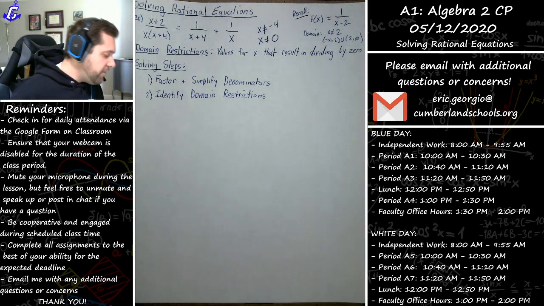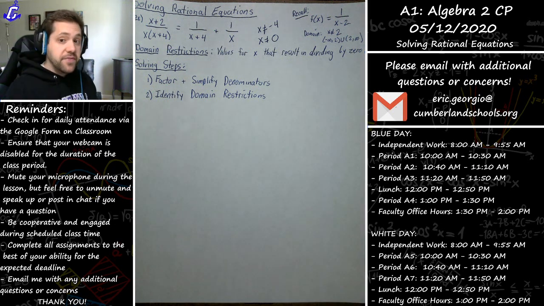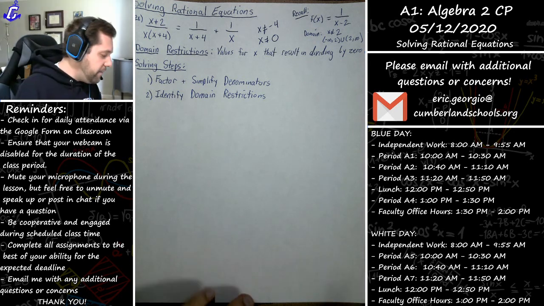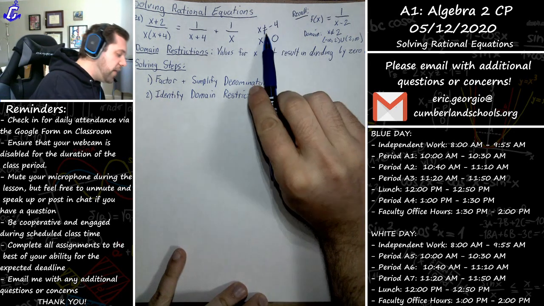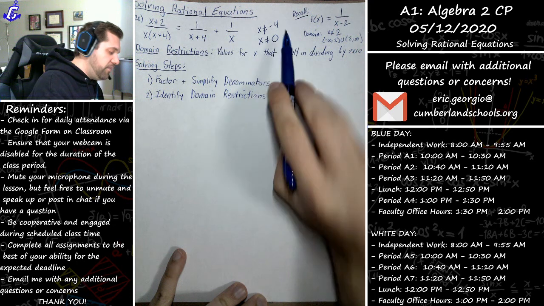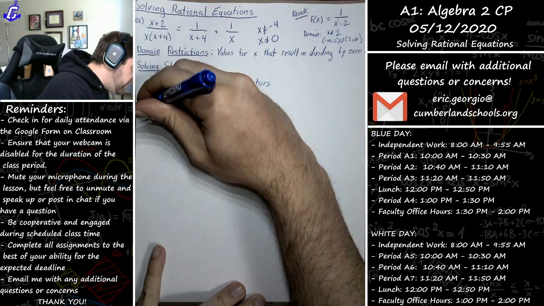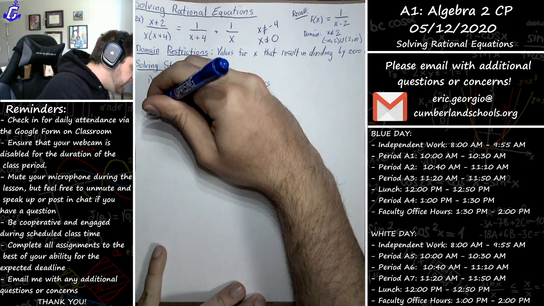If you didn't identify your domain restrictions, then yes, you would have to go back, plug into the function, see if it works, and that's a long process to do. When we identify our domain restrictions, it just tells us, hey, those values, if they show up, that's a sign of an extraneous solution. Next thing we have to do is we have to find the LCD.